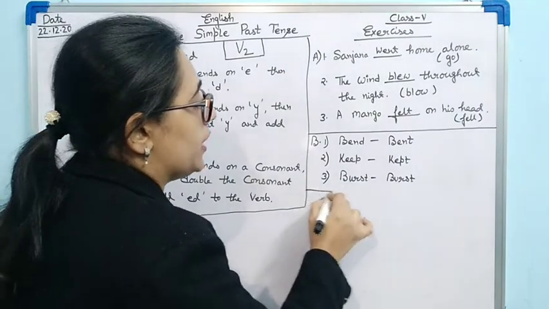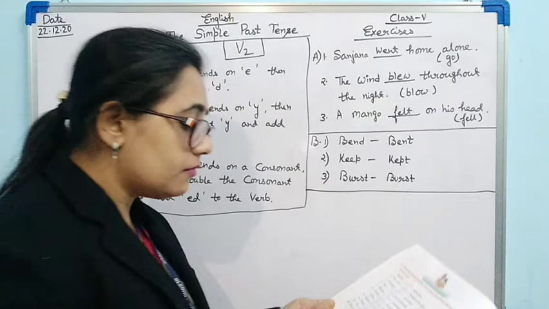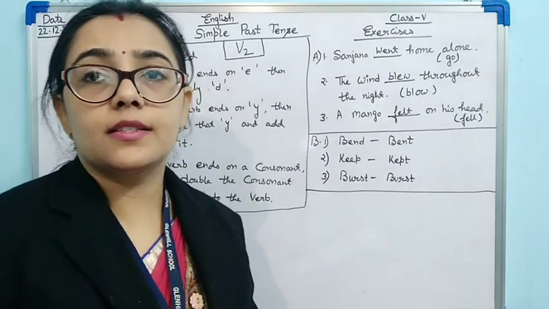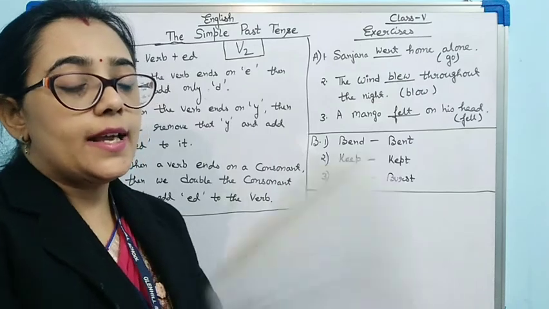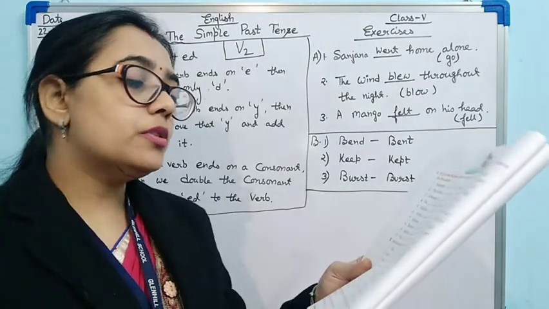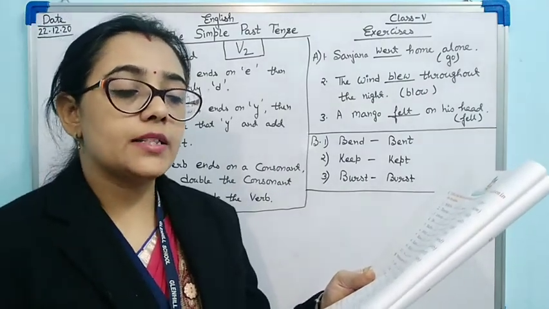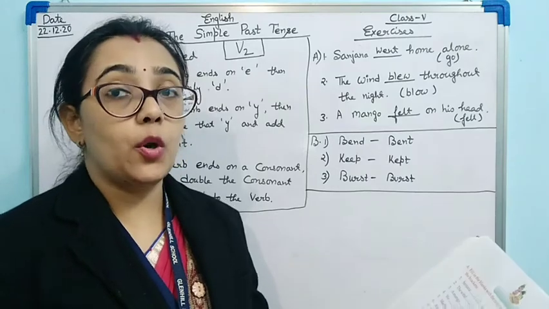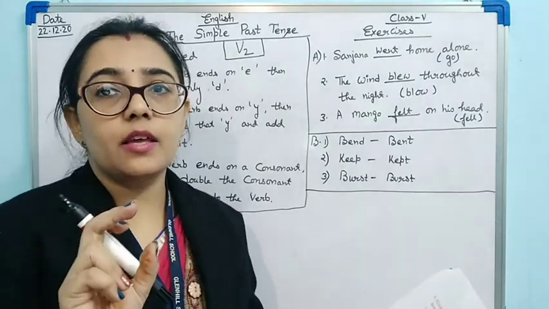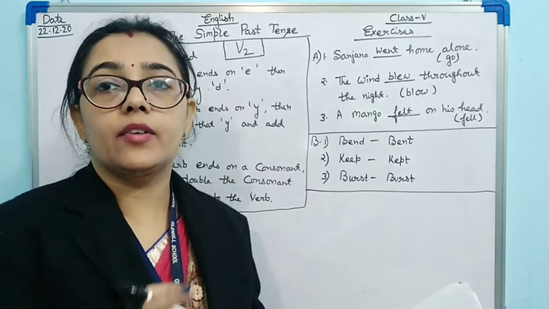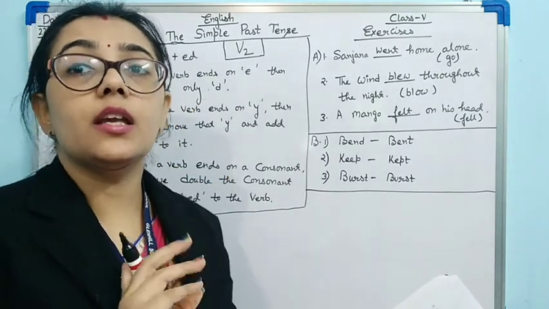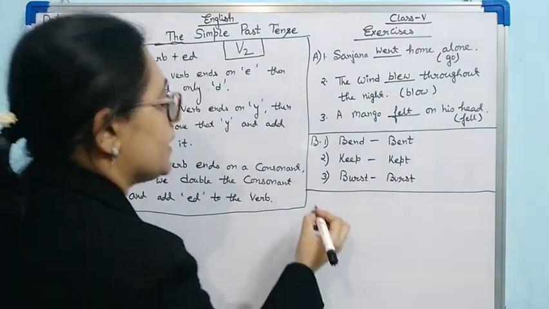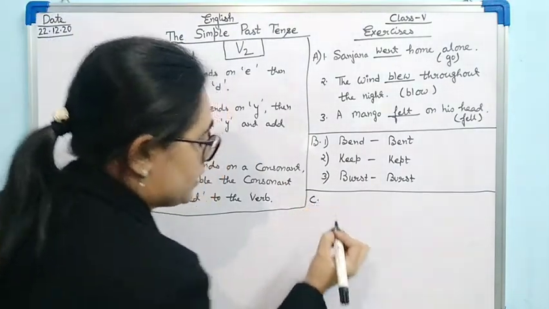Now we will move to the third exercise. The third exercise is: choose the correct form of past tense from the bracket of the following sentences. A sentence is given there and two verbs are given in the bracket. We have to select which verb is the correct one. Now let me write down the first sentence.